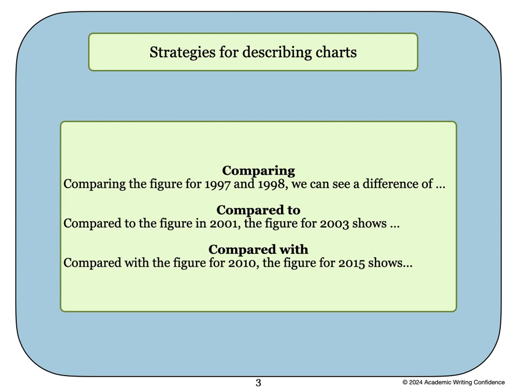Here's one more thing that you can use, especially for comparing information in a chart. Comparing the figure for 1997 and 1998, we can see a difference of. We can also use the phrase compared to when we want to compare similar information. Compared to the figure in 2001, the figure for 2003 shows, or you could use the phrase compared with. In this case, we can show both differences and similarities in the information. Compared with the figure for 2010, the figure for 2015 shows.